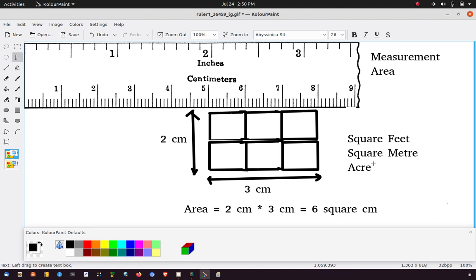Now, at a later time, we'll go into actual calculations dealing with areas. But as I said, we're not going to go too much more into this video. In fact, we'll end at this time.